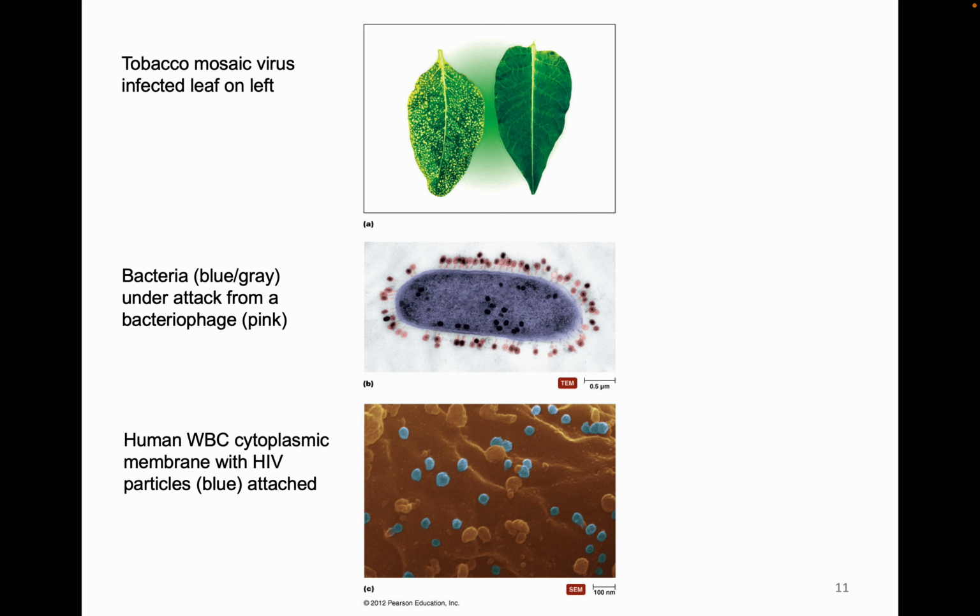All right, so here are some other examples. We see tobacco mosaic virus in an infected leaf on the left compared with a healthy leaf on the right. Bacteria can also be infected. So the bacterium in this image is this blue-gray shape here, and it's under attack by multiple pinkish bacteriophages. And down here you can see a picture of a human white blood cell's cytoplasmic membrane, with HIV particles in blue attached.